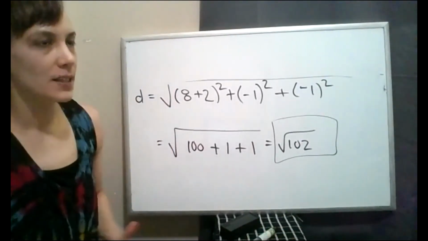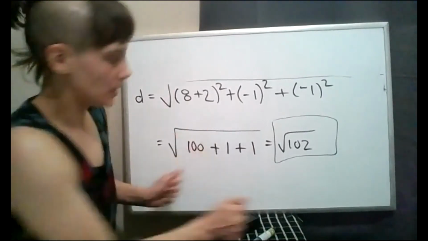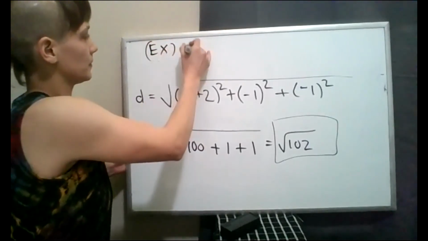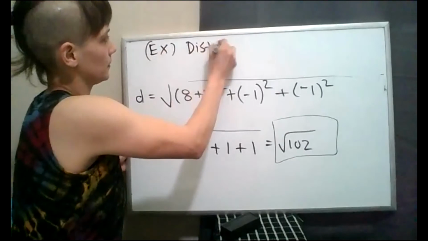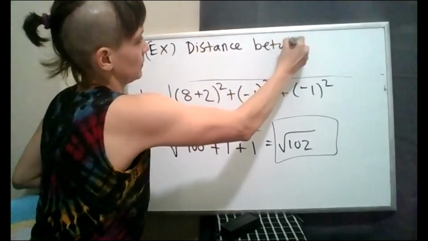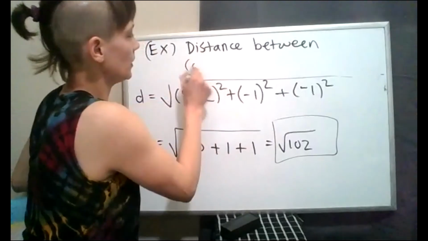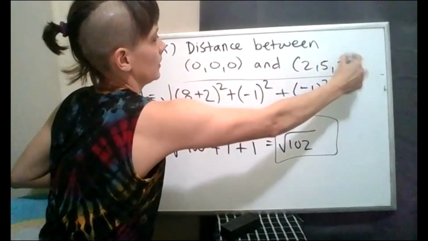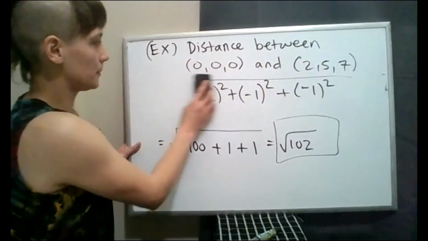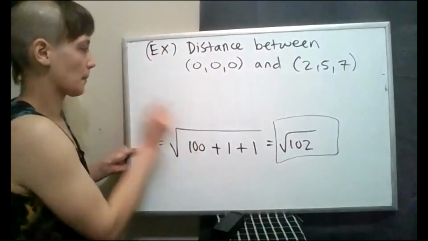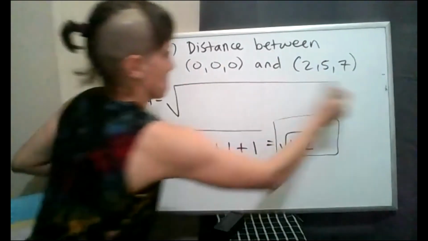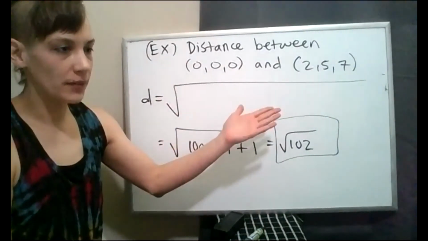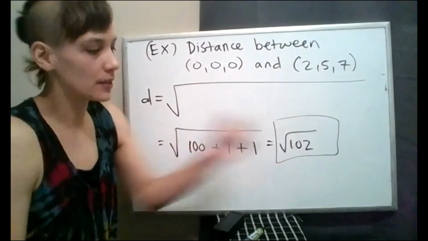Let's do one more. It should be pretty simple. Let's go with the origin and 2, 5, 7. The difference between your x value squared, add the difference between the y value squared, add the difference between the z values squared.